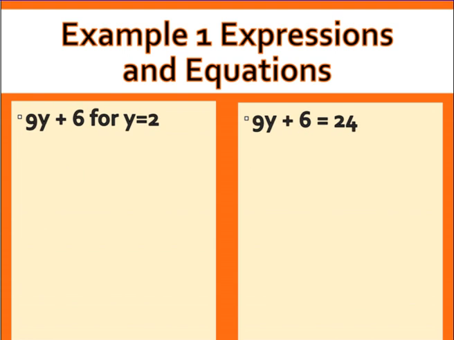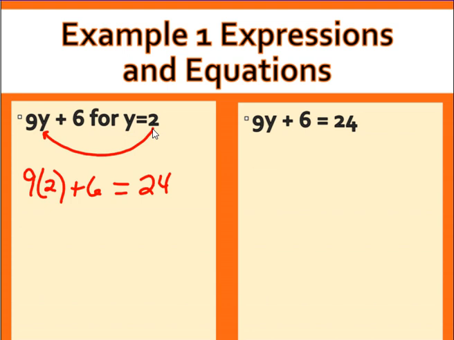Let's try another one. 9y plus 6 for y is 2. So substitute 2 in for y. So we have 9 times 2 plus 6. 18 plus 6 would give us 24.